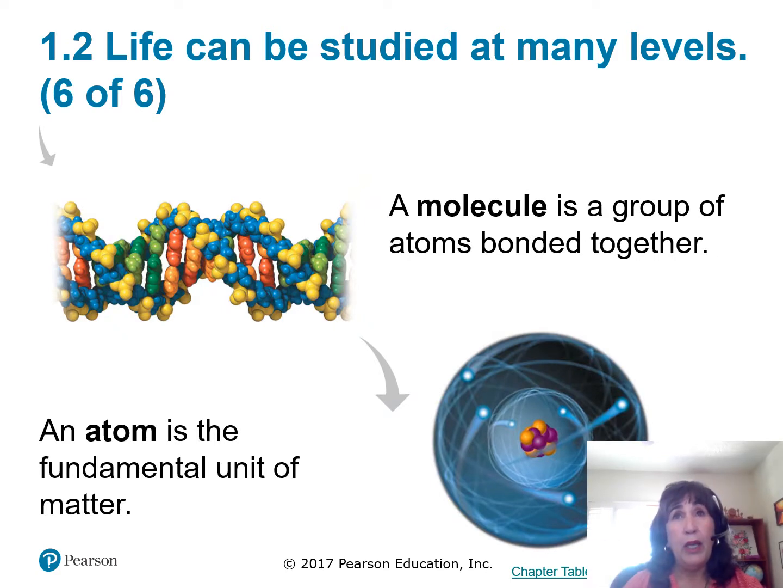Then we have the molecular level. So we're looking at molecules. And in this diagram, we see DNA. We see the double helix, and this double helix is responsible for carrying information. A molecule is a group of atoms bonded together. And then lastly, an atom is the fundamental unit of matter. There you have the nucleus with protons and neutrons on the inside, and orbiting around that nucleus, we have electrons.